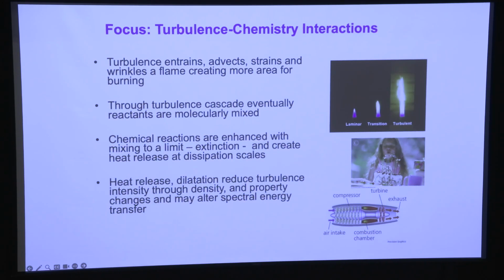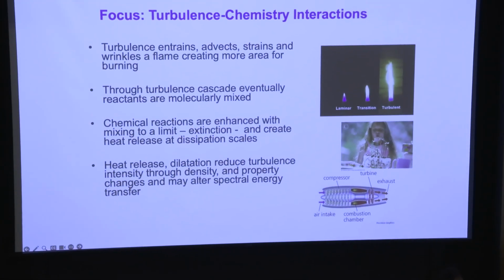Turbulence, on the other hand, through the normal cascade from the largest scales of the device, cascades down to the flame scales, which are small scales in the dissipation range of the spectra. Eventually, the reactants there are molecularly mixed, and these reactions will occur and are enhanced with mixing, usually up to a point. So if you strain it too hard or stretch it too hard, you can get local quenching, localized extinction. Otherwise, especially with fuels like hydrogen that are very robust, they can create very large amounts of heat release and flow dilatation at these small dissipation scales.